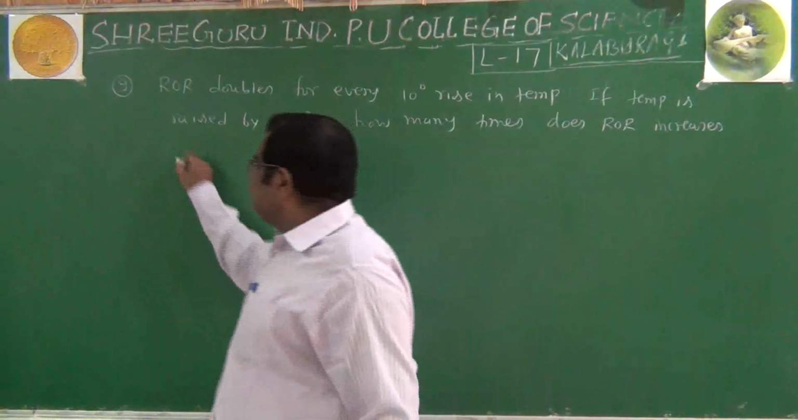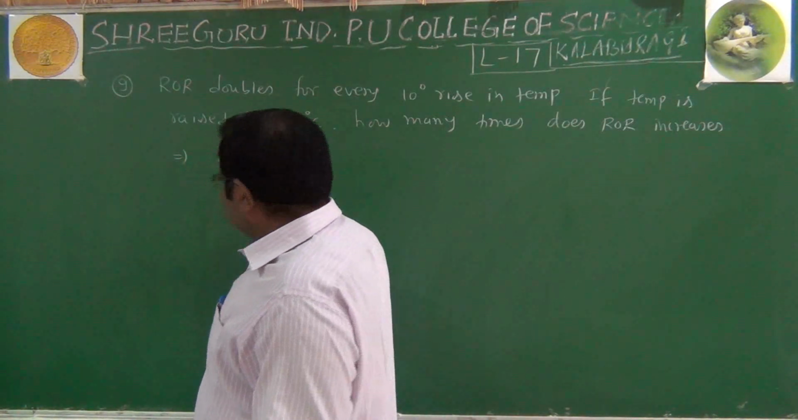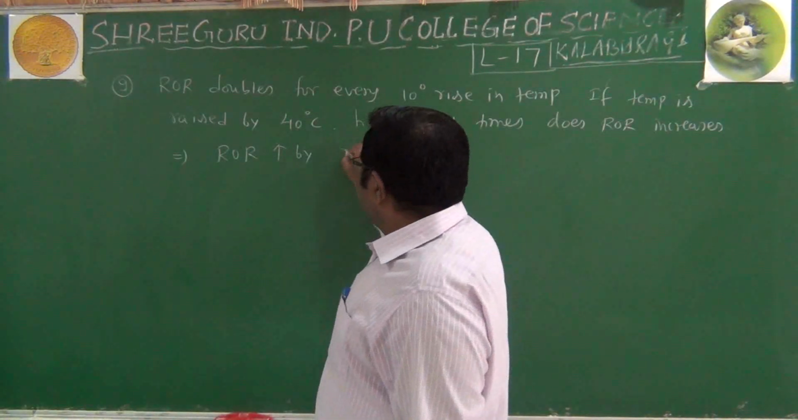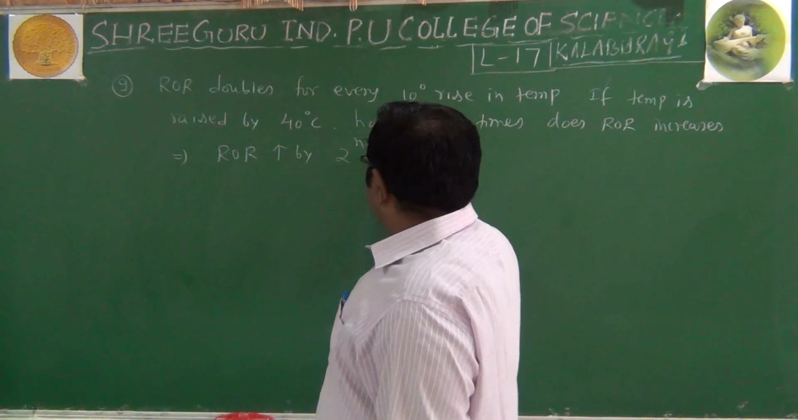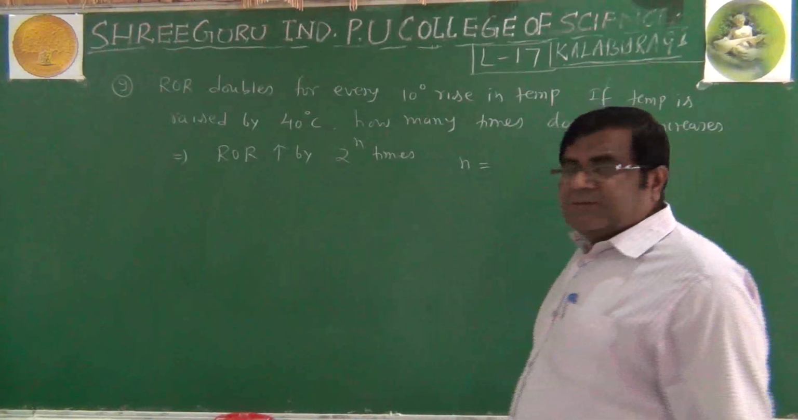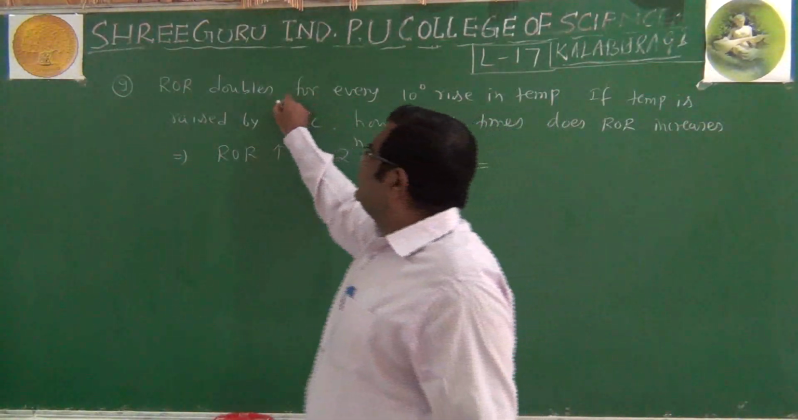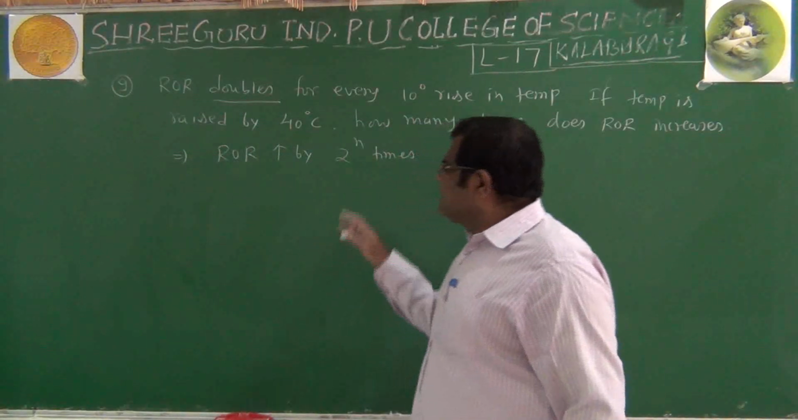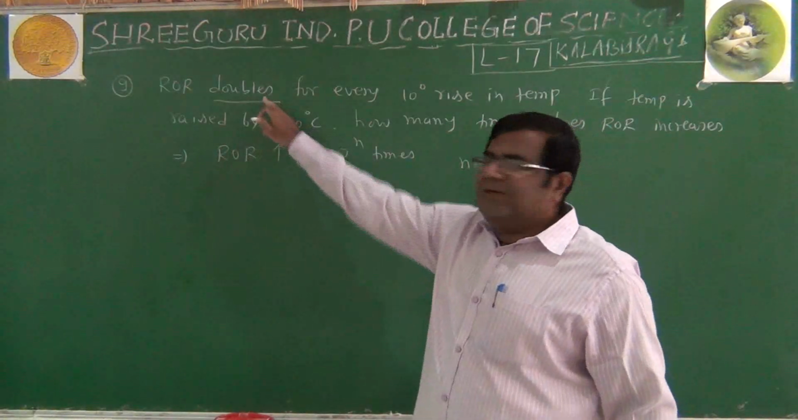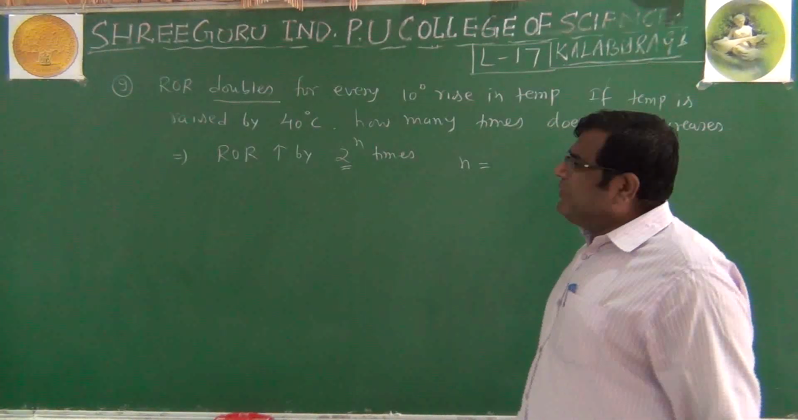So you can say that rate of reaction increases by 2 raised to n times. And what is this n? Why this 2? Because they said it doubles. If they say rate of reaction triples, 3 raised to n. Remember, this 2 we are writing from here, we call it the temperature coefficient for every 10 degree rise in the temperature.